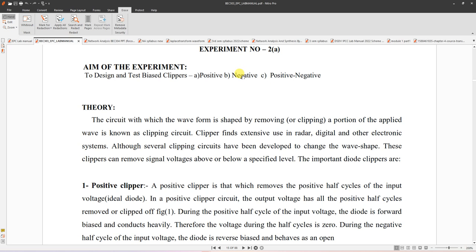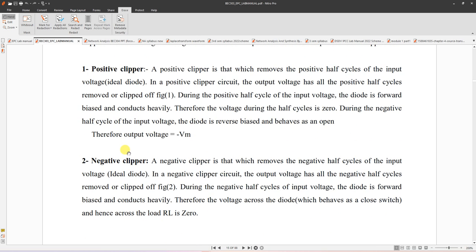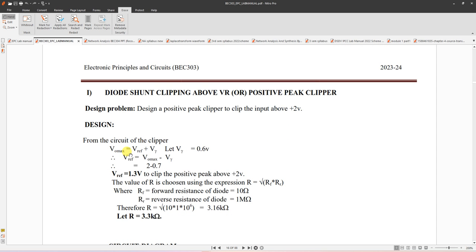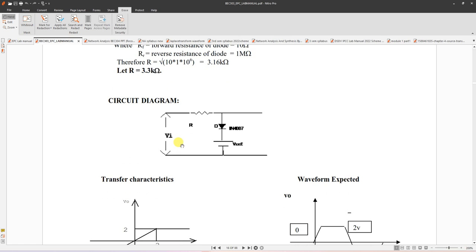Similarly, in the negative clippers, some part of the negative cycles is going to be clipped off, and it is also possible to clip both positive as well as negative parts of your inputs. Okay, so depending on your application, either you can use a positive clipper or negative clipper, or you can clip both the sides. So let me start with the positive side clipper.